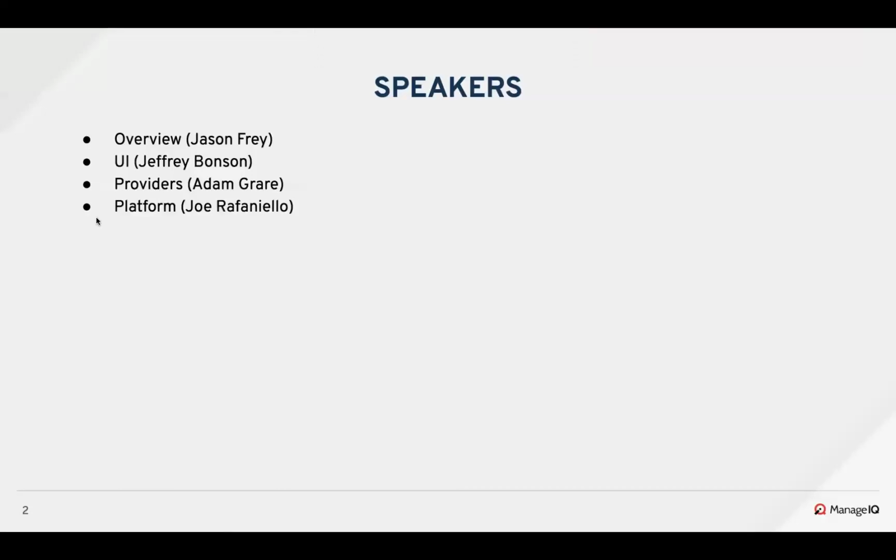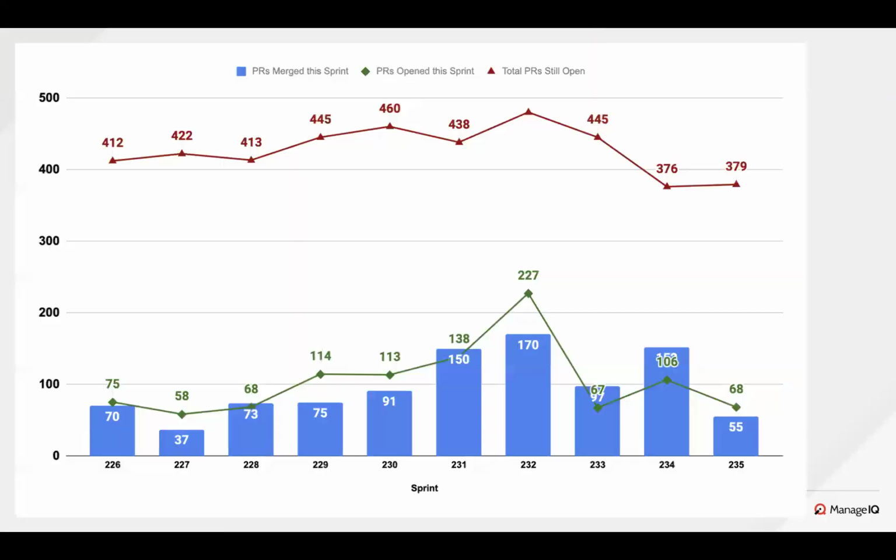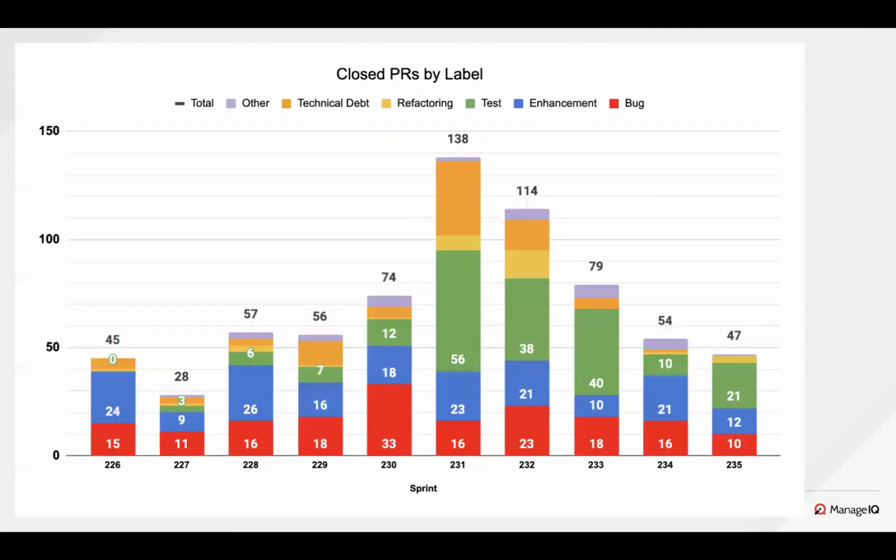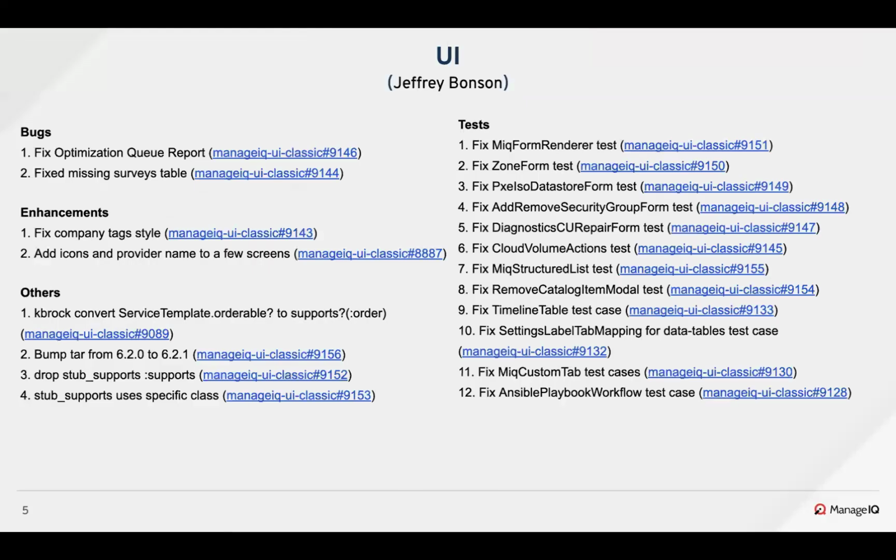I'll start with the overview. Jeffrey on the UI. Adam's taken off today, so I will do the providers and Joe on the platform. As you can see, it was a relatively normal sprint with 55 PRs merged this sprint and evenly spread across bugs, enhancements, and test. And over to Jeffrey on the UI.